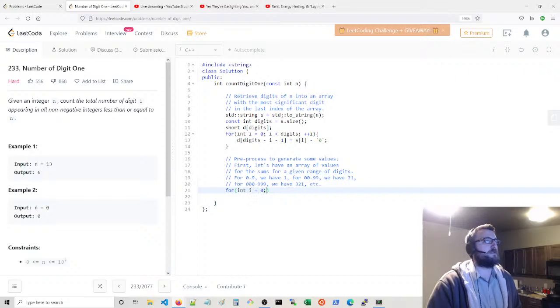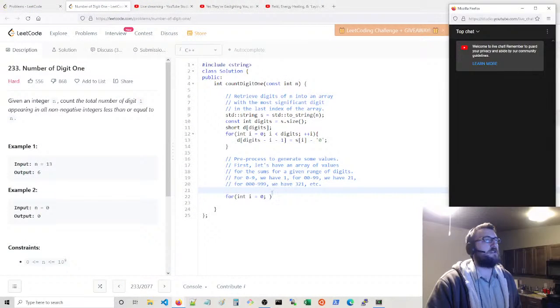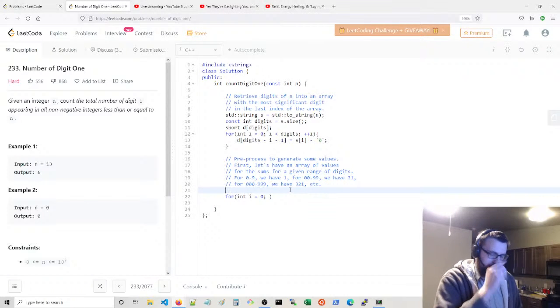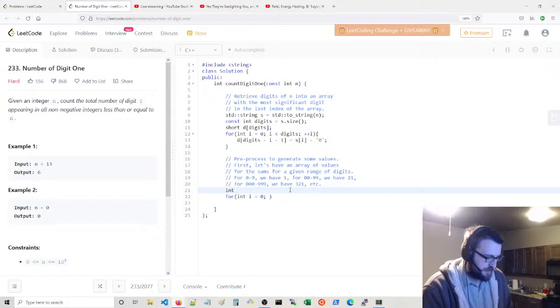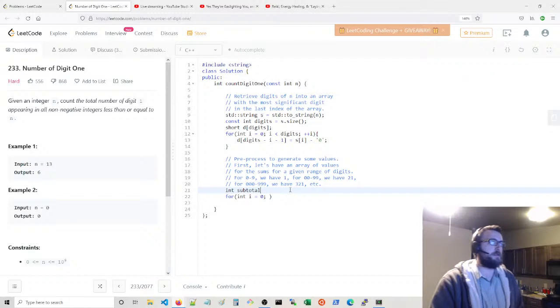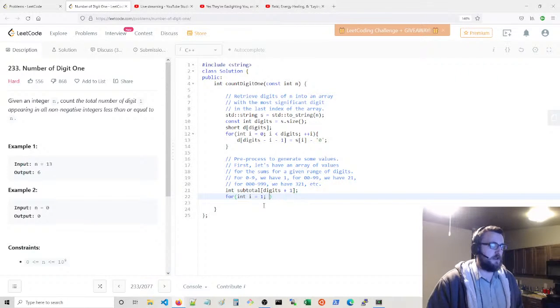So int I equals 0, and actually I is going to be the number of digits. How are we doing on time? 23 minutes. Okay, this probably takes another 20 minutes or at least. So we're going to call this, I don't know what to call it. It's not a prefix, but you could call them subtotals of, we're going to say digits plus 1, because it's actually going to start off at 1. And we're going to say I is 1.